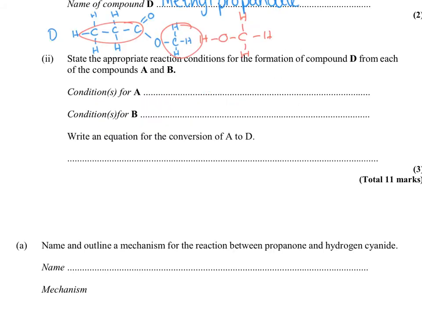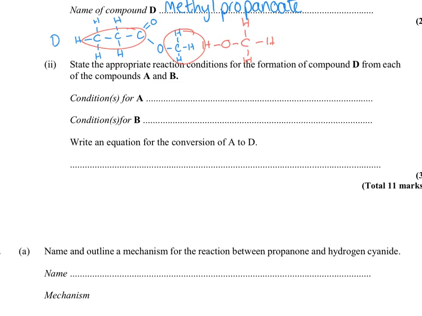State the appropriate reaction conditions for the formation of compound D from each of the compounds A and B. So A is a carboxylic acid. So if we want to get an ester to form, we're going to have to warm it. And if you think back to when we did this as a practical, we added concentrated sulfuric acid. So the conditions for this one would have been concentrated sulfuric acid, and we want to warm it.